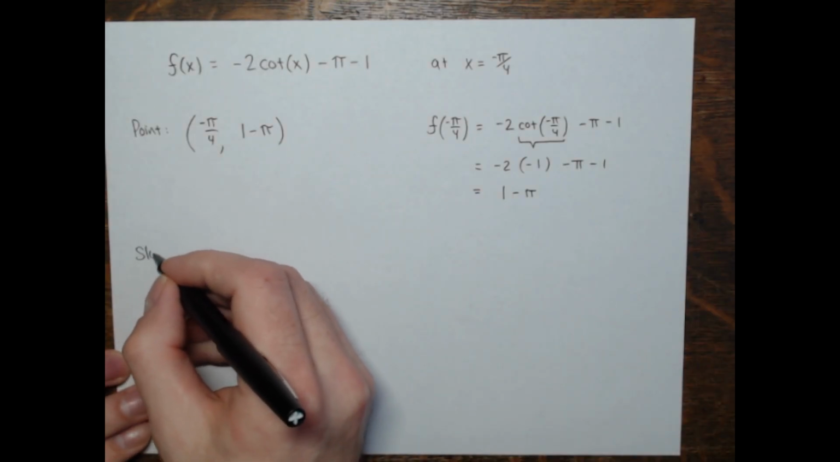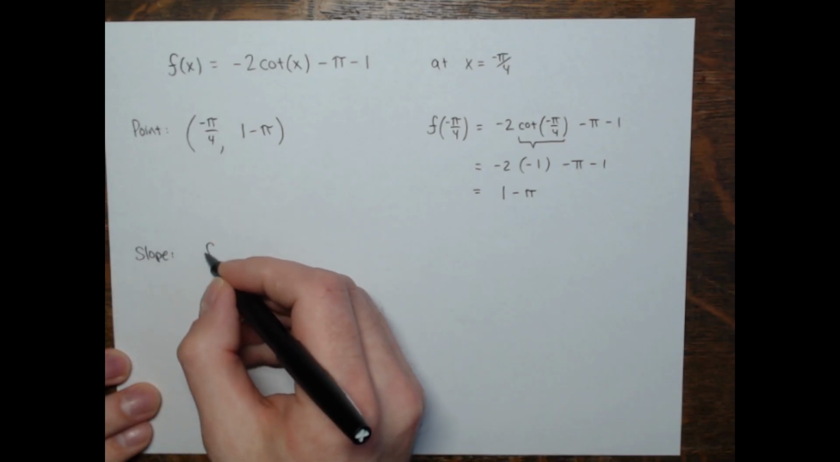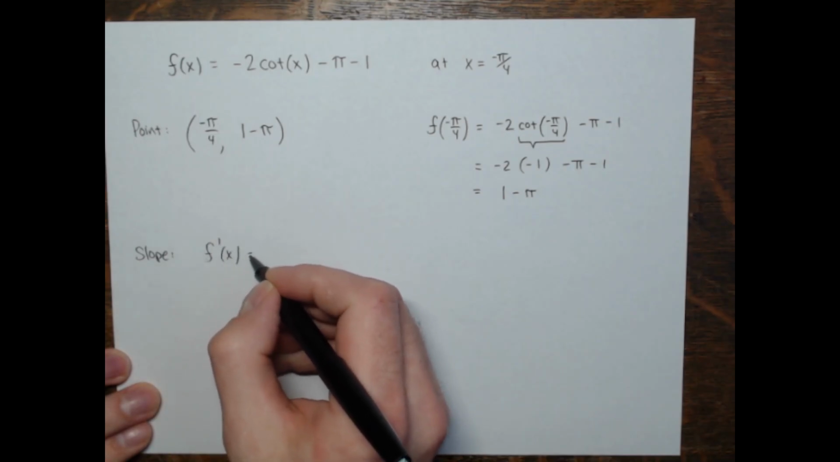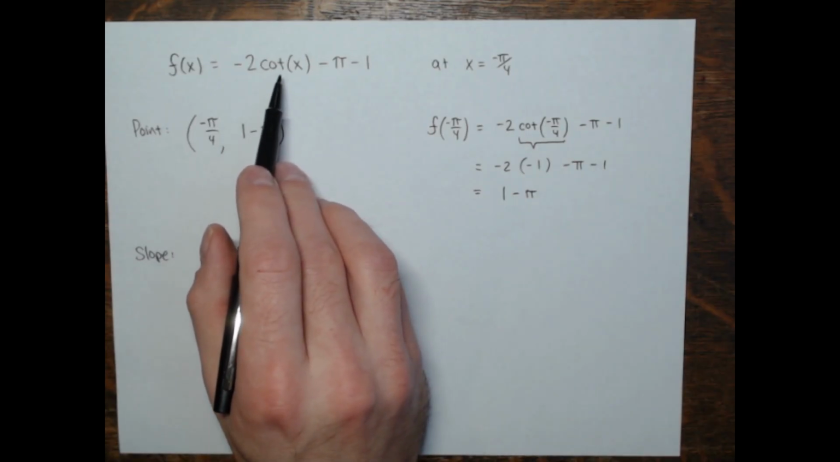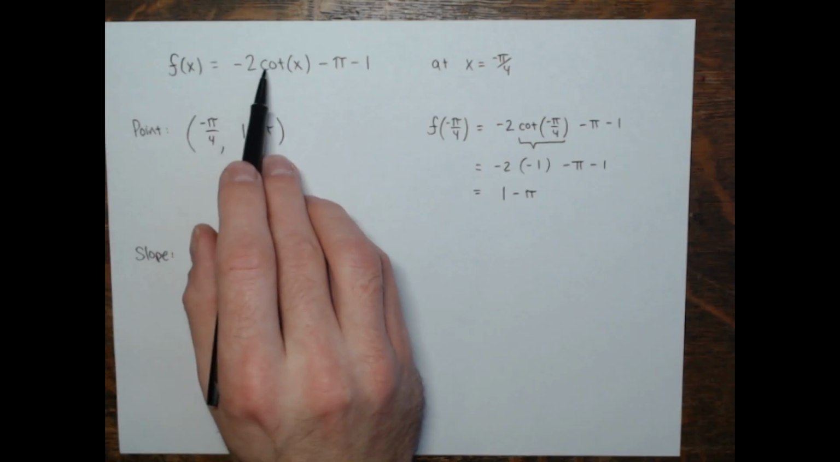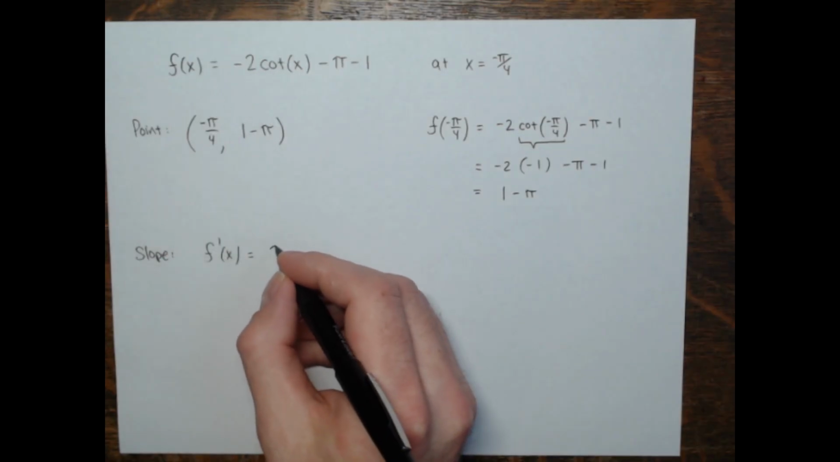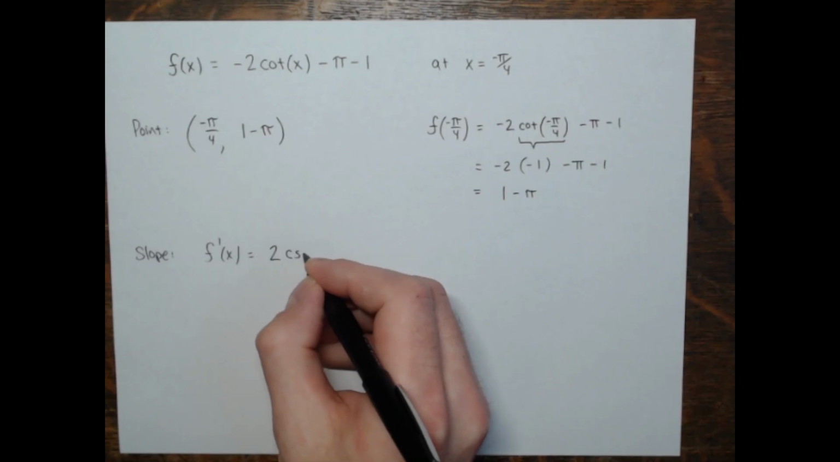So now the slope. All right, so the derivative f prime at any x is going to be -2 times, and then we saw before that the derivative of cotangent is the opposite of cosecant squared. So -2 times negative cosecant squared, that'd be +2 times cosecant squared.